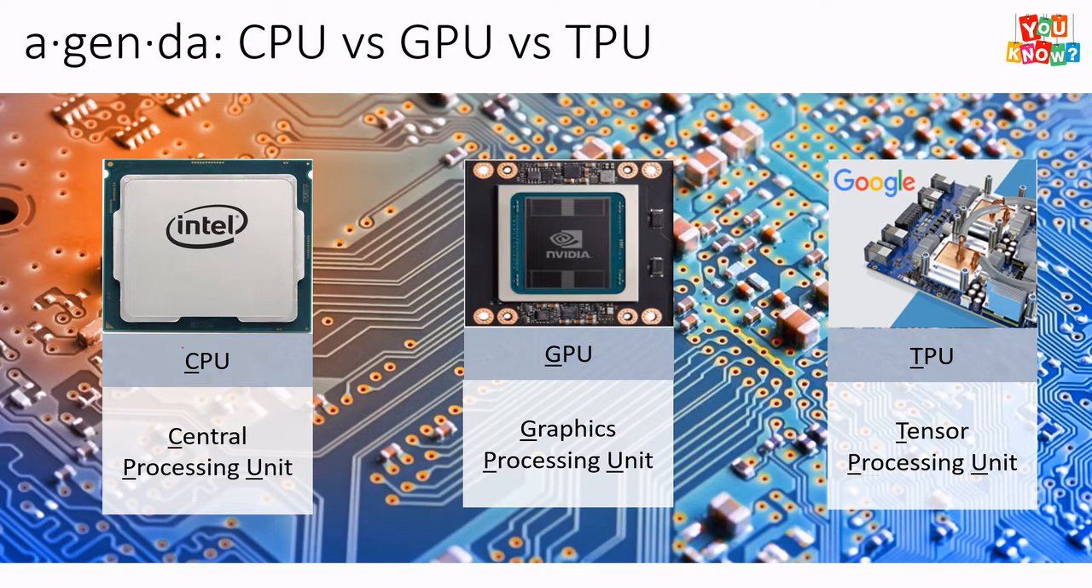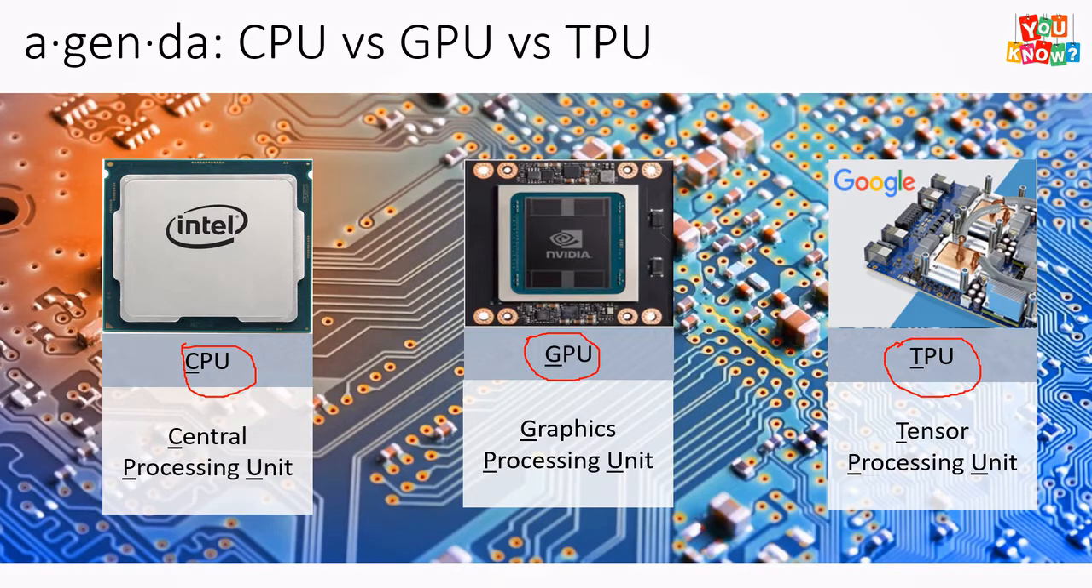The central processing unit, or CPU, works as the brain of the computer that performs the basic operations. GPU, the graphics processing unit, is a specialized electronic circuit designed to render 2D and 3D graphics together with a CPU. Tensor Processing Unit, or TPU, is a custom-built integrated circuit developed specifically for machine learning and deep learning applications.